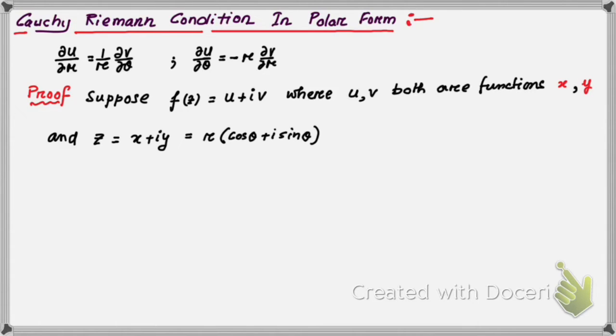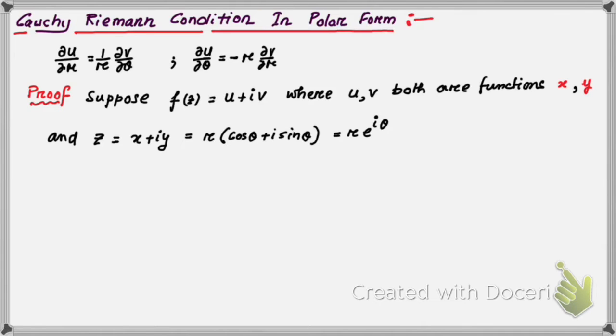So now here you see, according to Euler's formula, we have already discussed that this polar form can be written in this way: z equals r into e to the power i theta. We have already discussed this by Euler's formula.